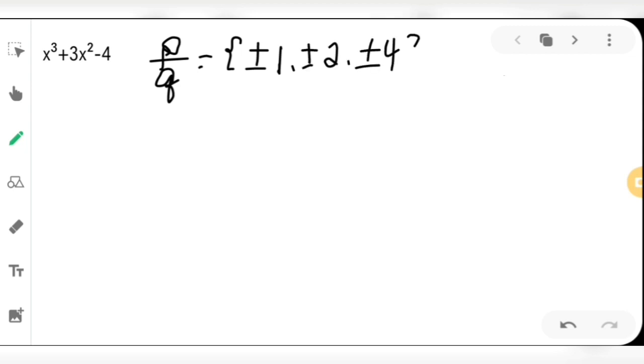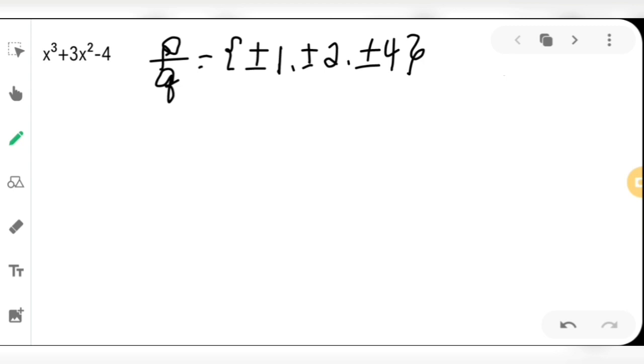So, we have x cubed plus 3x squared minus 4. Now, we need to first identify the list of the possible rational roots. So we have here P over Q. The possible rational roots are positive negative 1, positive negative 2, and positive negative 4. Now we are going to try each possible rational root using synthetic division.